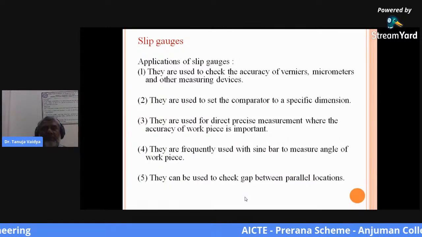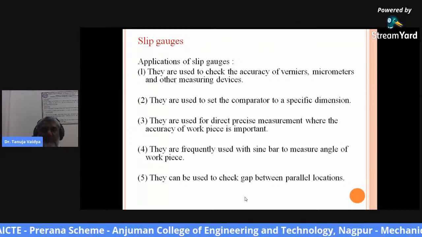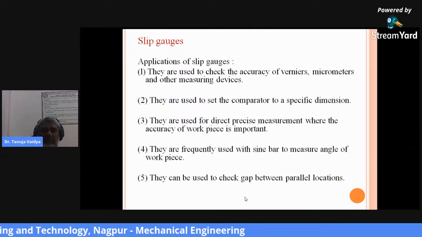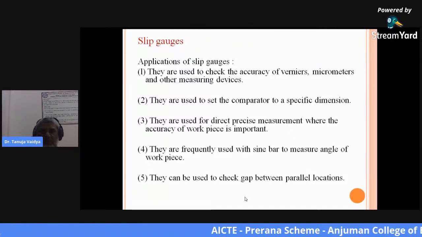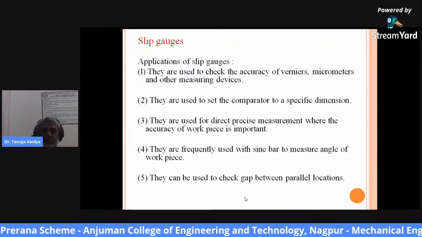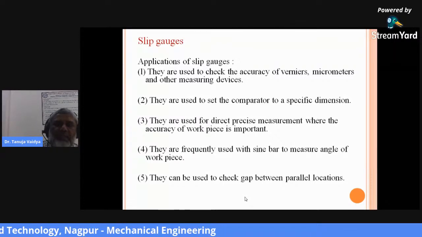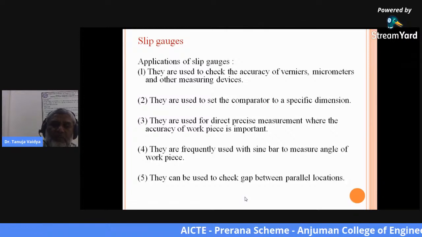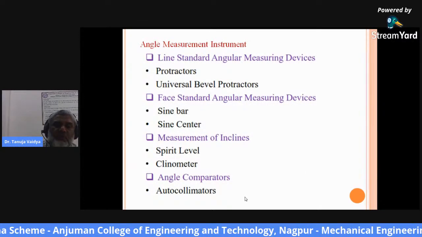Regarding the application of slip gauges, they are used to check the accuracy of verniers and micrometers, whereas verniers and micrometers are themselves precision instruments. But to check the accuracy of the vernier, micrometer and other measuring devices, slip gauges are used. They are also used to set the comparator to a specific dimension. Slip gauges are also used for direct precise measurement, where the accuracy of the workpiece is of utmost importance. Another point to remember is that they are frequently used with a sine bar to measure the angle of a workpiece, and they can also be used to check the gap between parallel locations. These are some of the points in the use of the slip gauge.